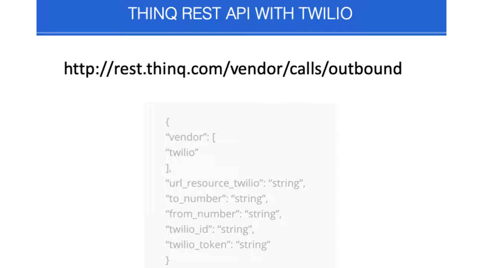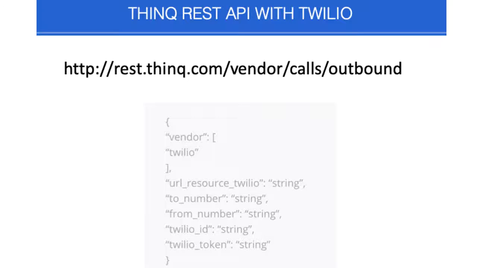In terms of the parameters required for the API call to be successful, you'll need to establish the vendor, in this case Twilio, but this is where you could put in Plivo instead. You will also need to include the URL resource, which is the callback URL that will be used by Twilio. This could point to the TwiML file that contains further instructions for Twilio on how to handle the call. TwiML is the Twilio markup language.